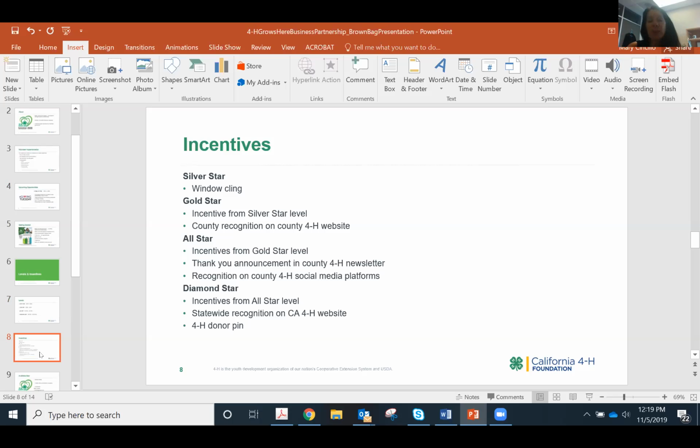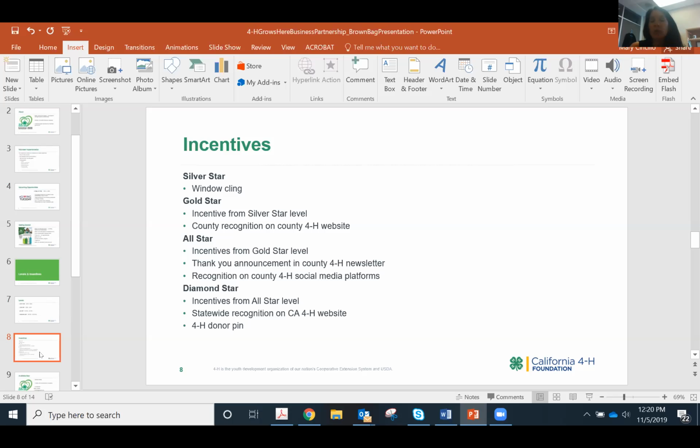Another incentive that may be appealing to some of those businesses is we will recognize them at the statewide level. So I'm working with Suzanne right now to get this toolkit up on the webpage, and then also brainstorm ideas of how we're going to recognize local businesses.